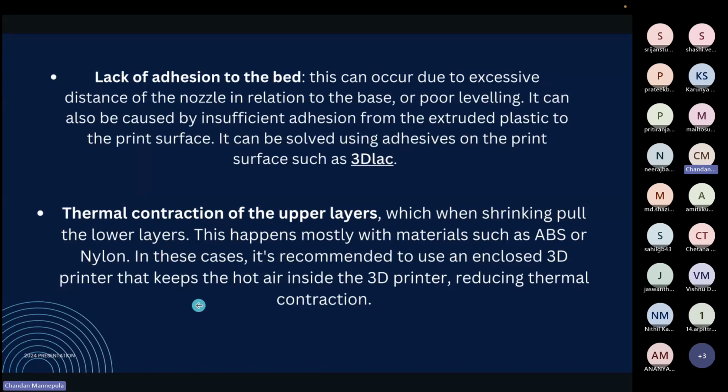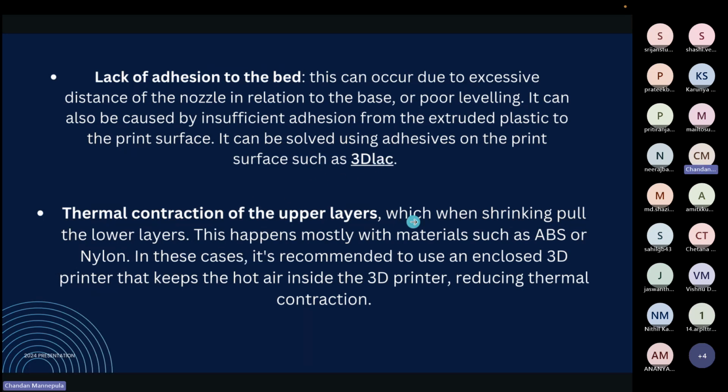So these are the causes of warping. Lack of adhesion to the bed. This can occur due to excessive distance of the nozzle in relation to the base or poor leveling. If there is excessive distance between the nozzle and the print bed, by the time the filament from the nozzle reaches the print bed, it might get cooled down and there won't be good adhesion between the base layer and the print bed, which leads to the bending of the base layer. It can be caused by insufficient adhesion from the extruded plastic as well. So basically, in order to solve this warping problem, you need to use strong adhesives such as 3D lac.